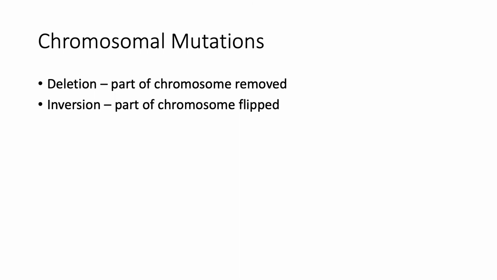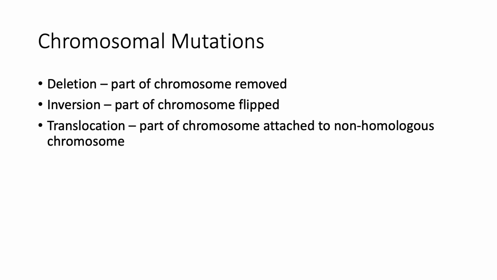So if you can imagine, the series of genes which were in that region would be read backwards, which is pretty much always lethal. Now, a translocation is where a part of one chromosome is basically removed by accident and attached randomly to a different part of a different chromosome.